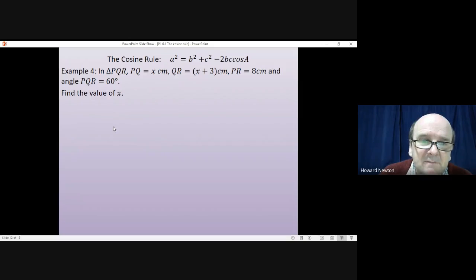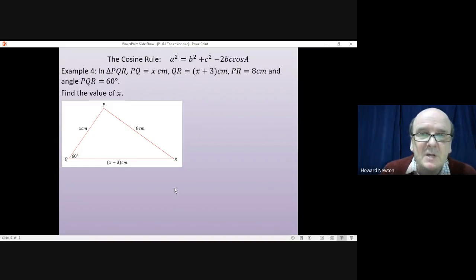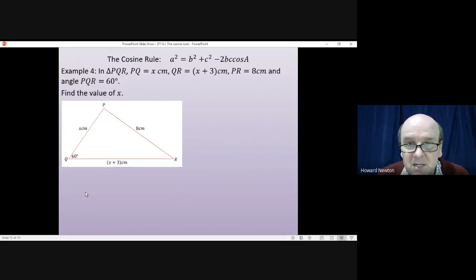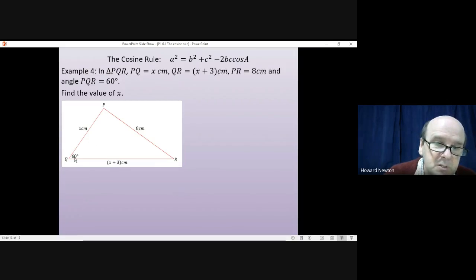Okay, let's have a look. So there's a sketch of the triangle. The side PQ is x, the side QR is x plus 3, the side PR is 8, and the angle PQR is 60. Now we're not being asked to find any side this time or any angle. What we're being asked to do is find the value of x. But we still use the cosine rule. So this is the angle we know. So we'll be working from this angle and using cos Q. And that means this is the side little q, which we'll be starting with.